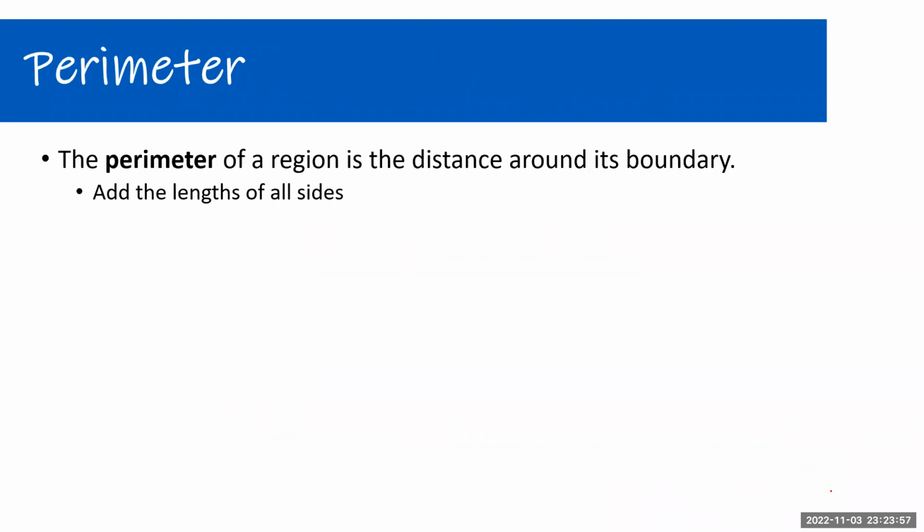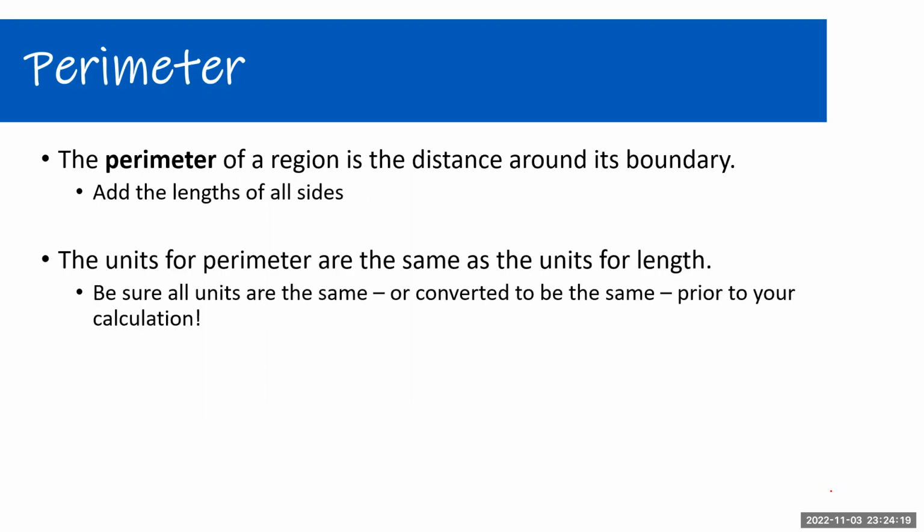Now, let's talk about measuring some things. The perimeter. So the perimeter of a region is just the distance around its boundary. You guys have probably done this in a math class at some point before you graduated high school. Basically, you're going to add the lengths of all sides. You maybe not gotten some of the fun shapes that we're going to talk about, but the basics you guys have covered. Look at the lengths of all the sides and add them up, okay?